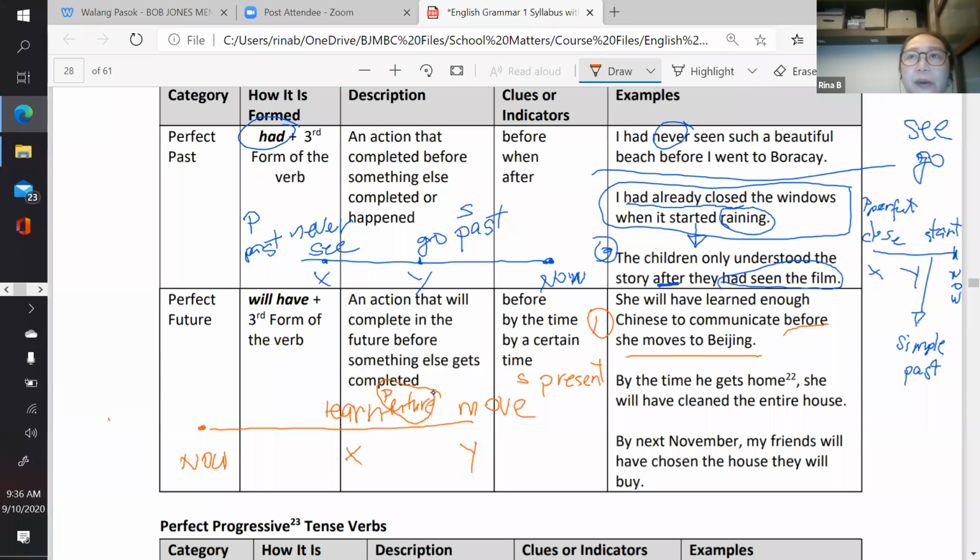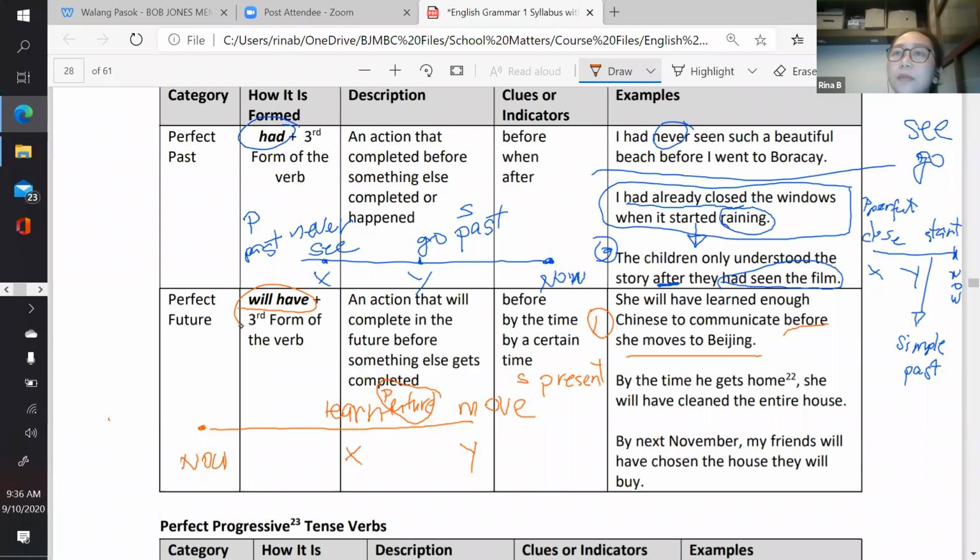Yeah? Oh, but I forgot to emphasize how do you form the perfect future? You use the future tense of the word have, which is will have. And then the verb will still be the third form. Yeah? So for the word choose, perfect present is have chosen or has chosen. For the word choose, perfect past is had chosen. Still, third form, chosen. What changes is your auxiliary verb.